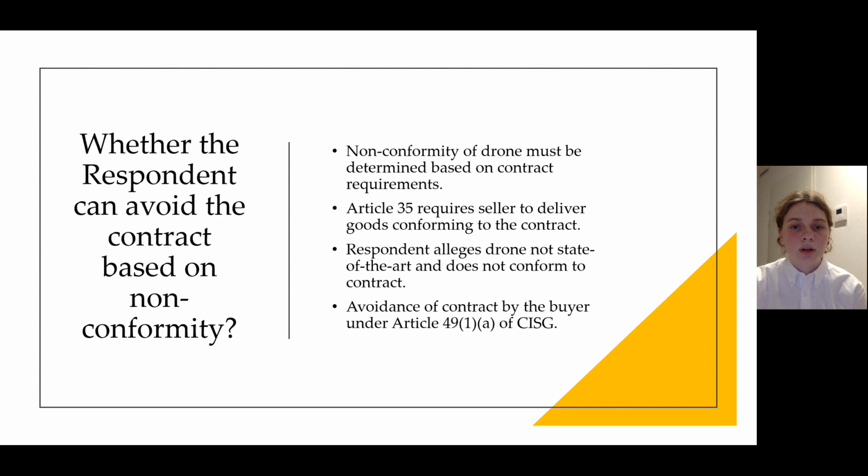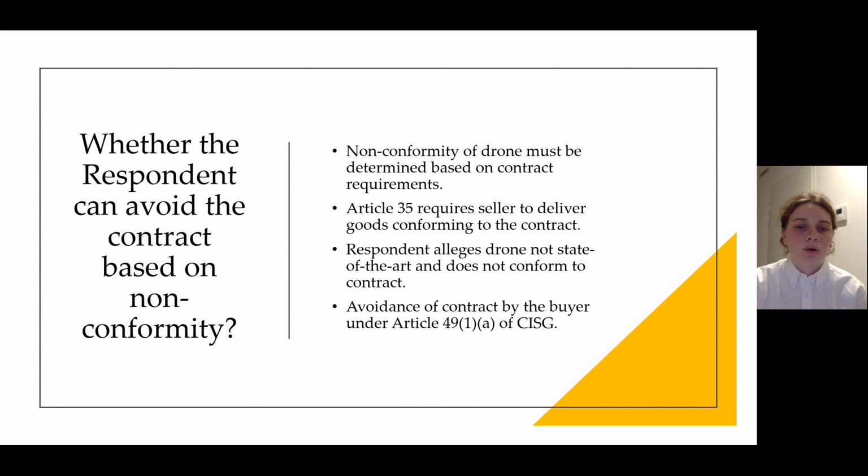Regarding the issue of nonconformity, it is necessary to determine whether model G2010 delivered by the claimant meets the agreed specifications and requirements of the contract. If the drone does not conform to the requirements set out in the contract, the buyer may avoid the contract under Article 49 of the CISG. According to Article 35 of the CISG, the seller must deliver goods that conform to the contract. If the goods delivered do not conform to the contract, the buyer may avoid the contract under Article 49(1)(a) of the CISG. Under Article 25, the nonconformity must be substantial enough to affect the essential purposes of the contract.